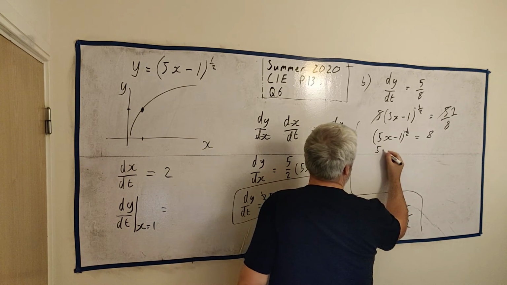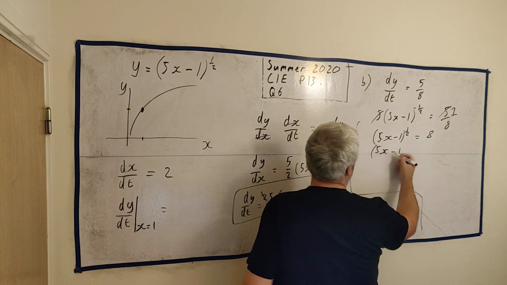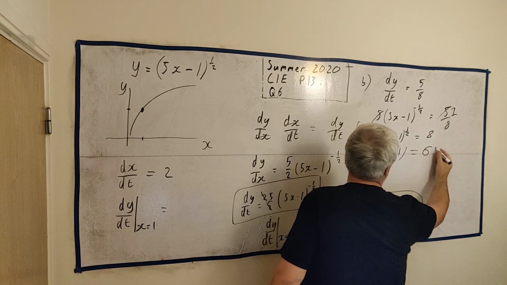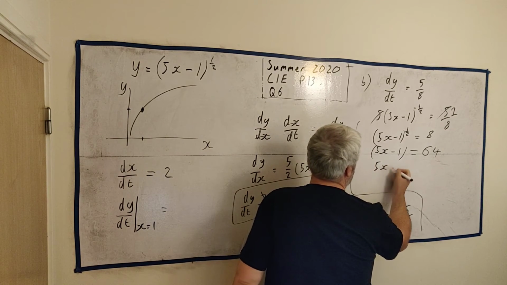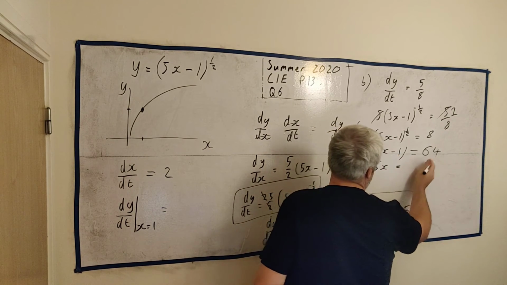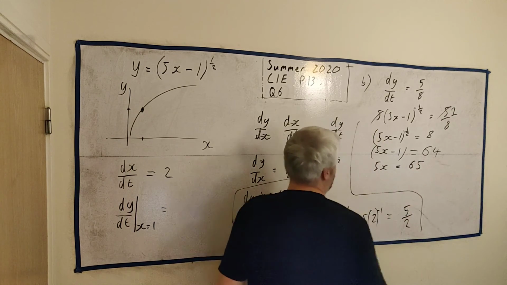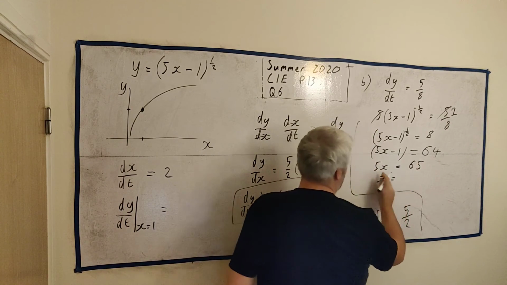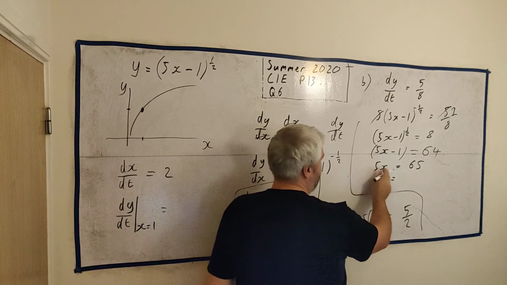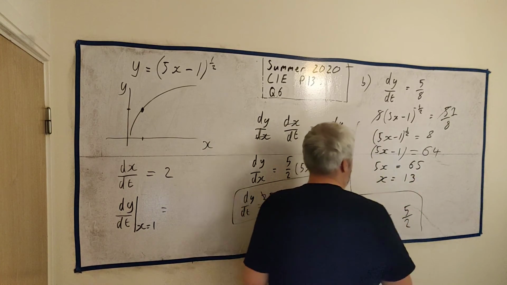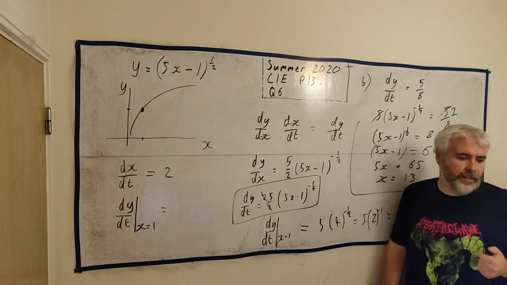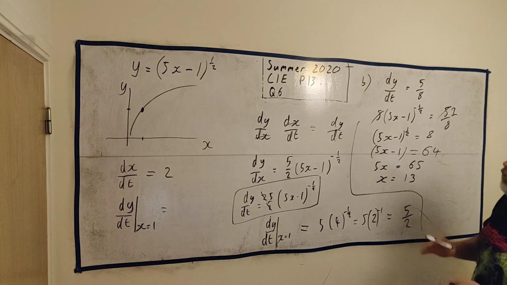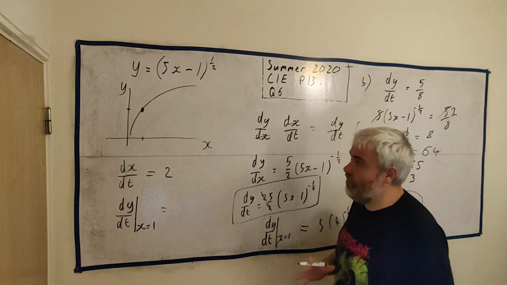Let's get 5x minus 1 is equal to 64. Let's add 1 to both sides. That disappears, equals 65. And that means x is equal, divide both sides by 5, x is equal to 13. And that's the correct answer, I believe. Yeah, that's what I got earlier to part B. So hopefully that answers everything.